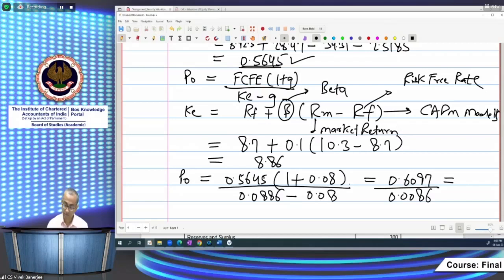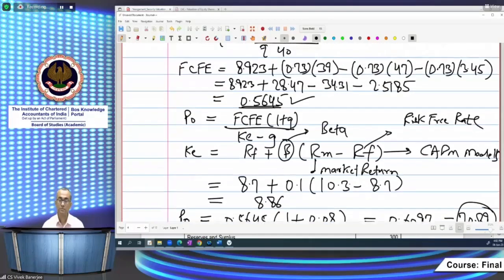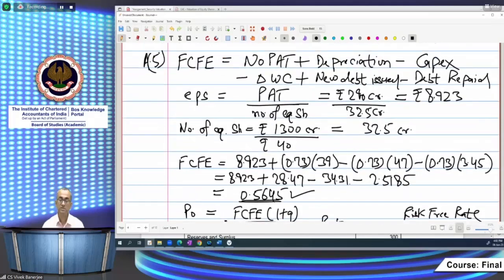Let us divide this figure. 0.6097 divided by 0.086. It's coming to about 70.89. That is the present value. So this way it is calculated.